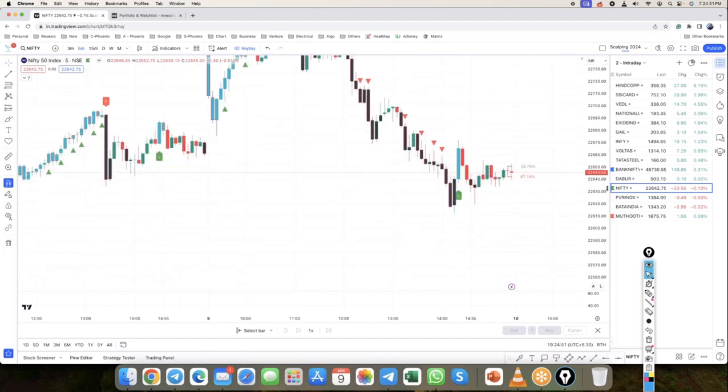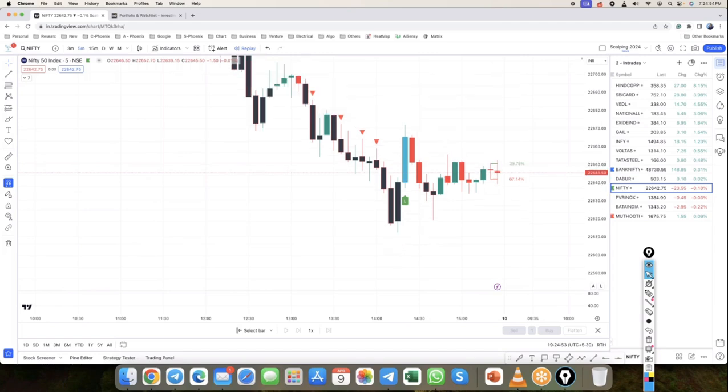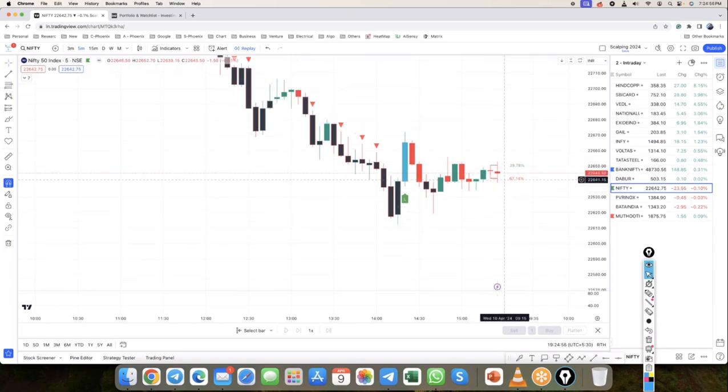Now the probability of this candle becoming red is 67%. Tomorrow I'm expecting a gap down. I'm not sure what the current market is showing. Is it gap down or gap up?